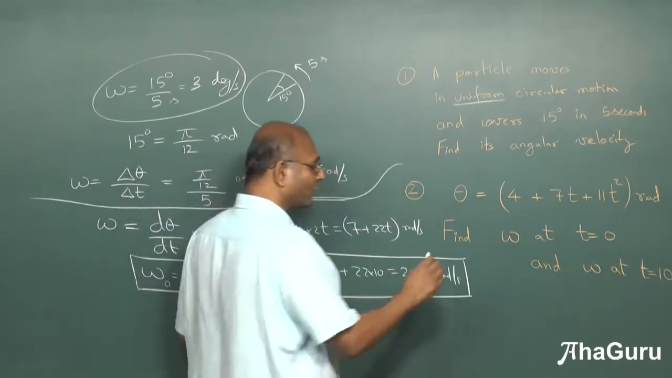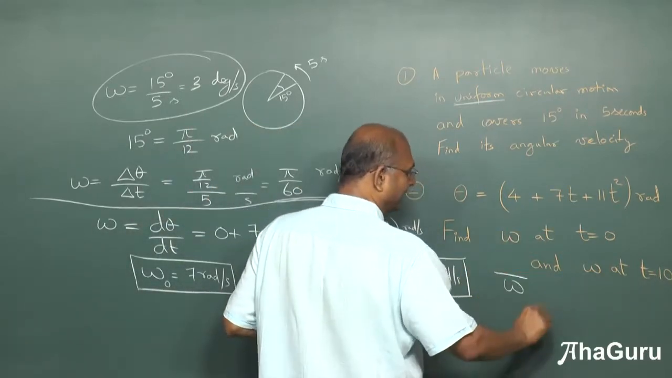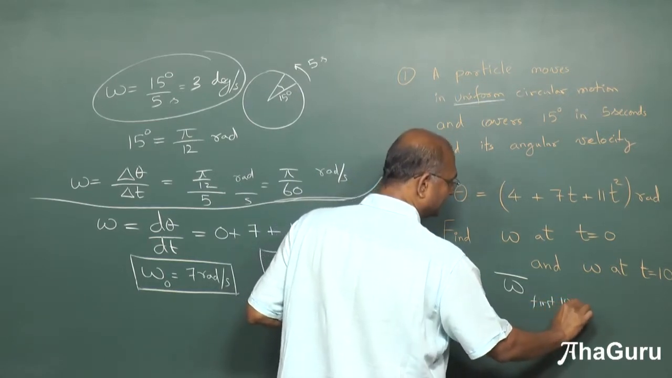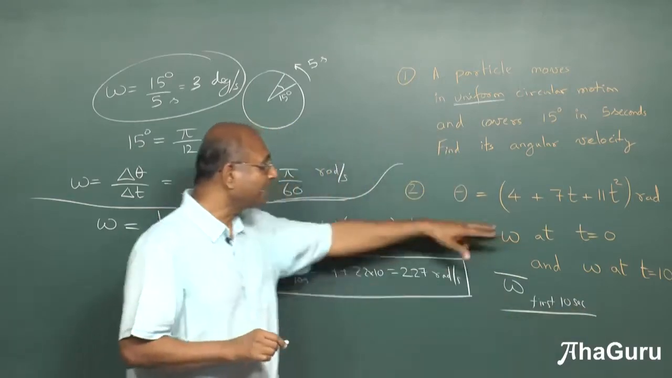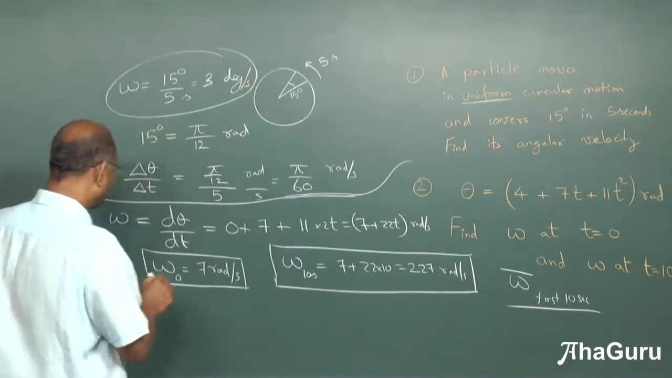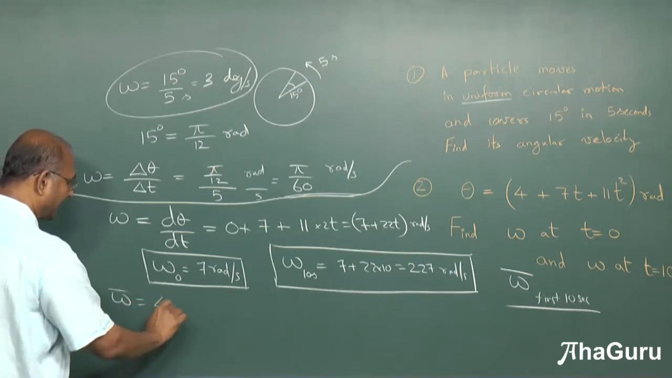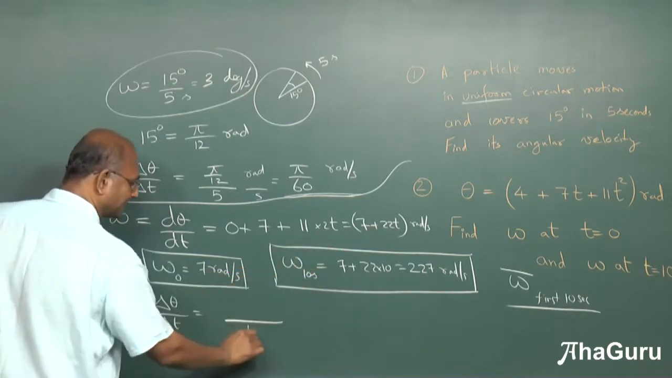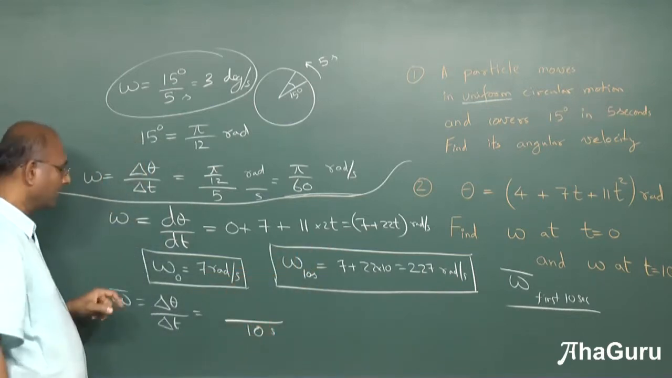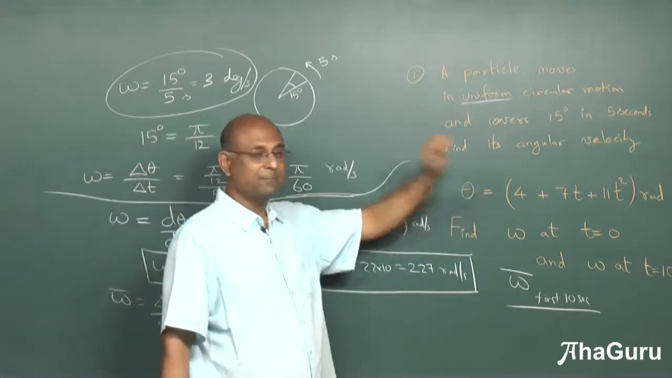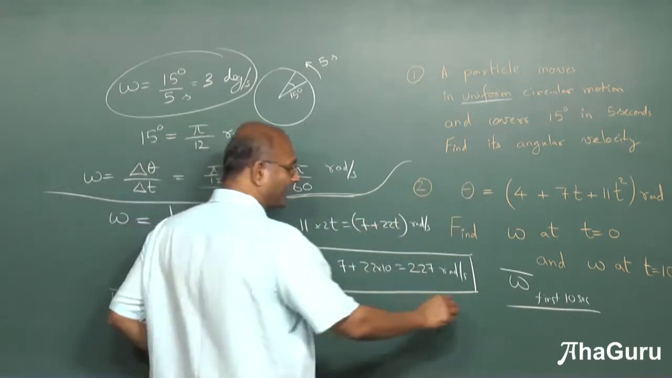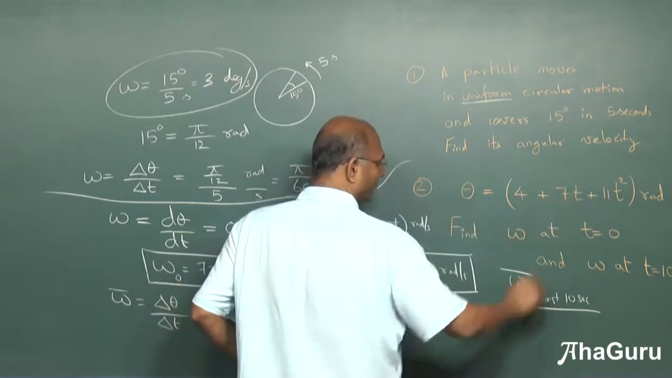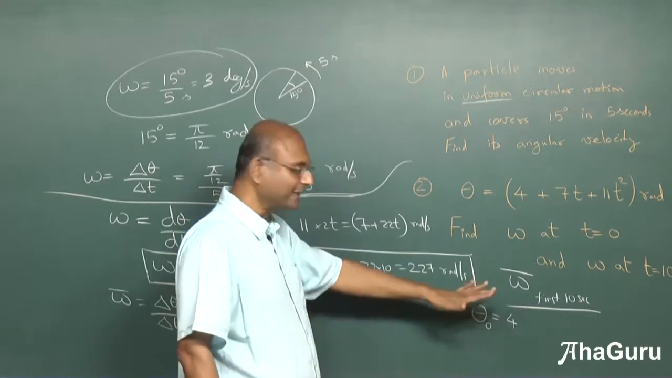But suppose somebody says, no, I don't want this. I want the average angular velocity during the first 10 seconds. You can't calculate it like this. Remember, average angular velocity is delta theta by delta t. In this case, it is 10 seconds. So this is easy. But what is the delta theta? Theta in the beginning, theta in the end. These are the two things that we need to calculate. What is theta at t equals 0? Substitute 0. It is 4 radians. I am not writing radians.